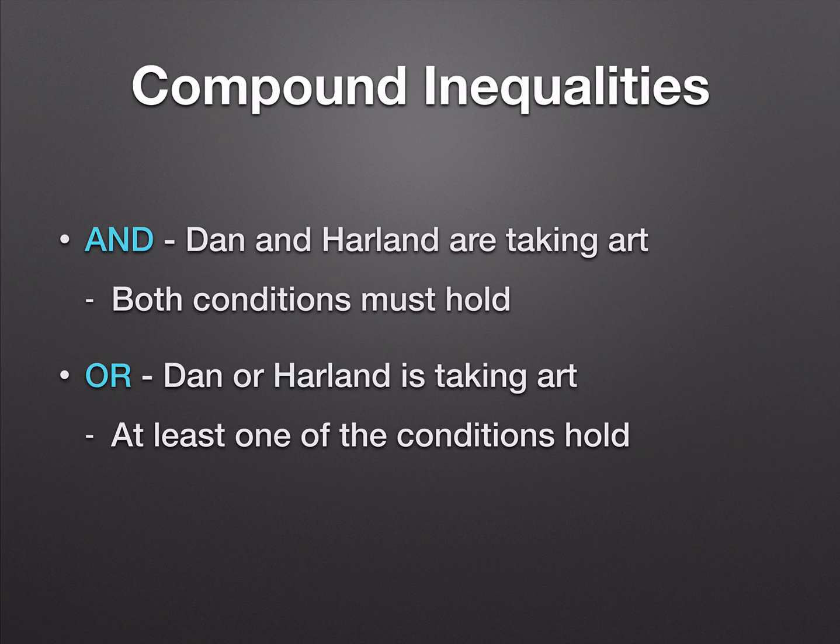So the word "and" requires that both of the conditions must hold. As an example, if I say Dan and Harland are taking art, that means that both Dan and Harland must be in art. If only one of them is taking art, then this statement is not true.